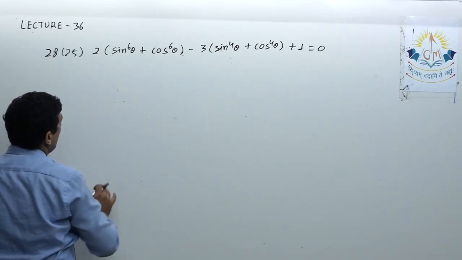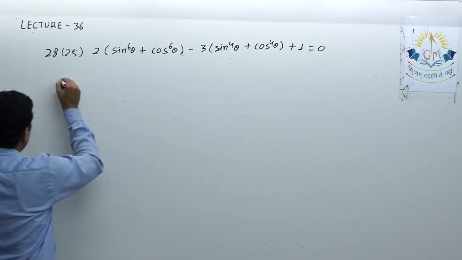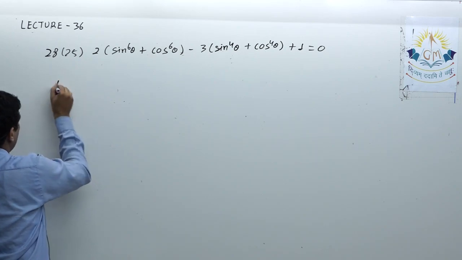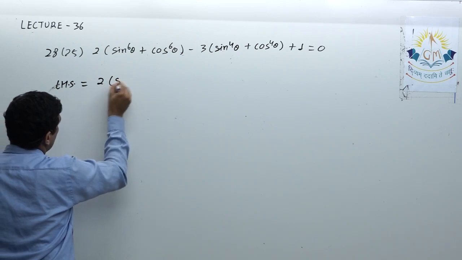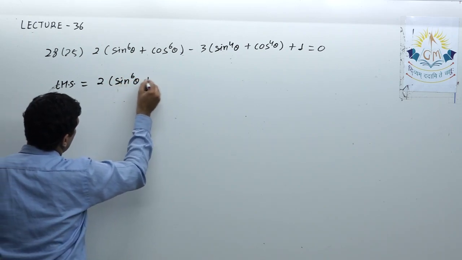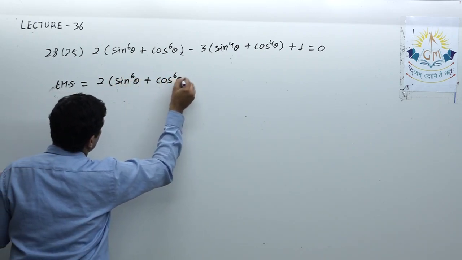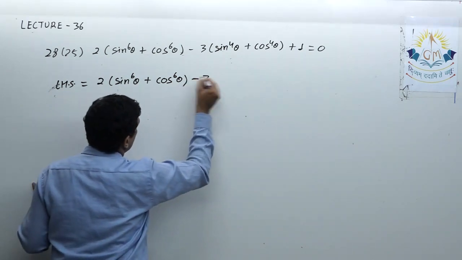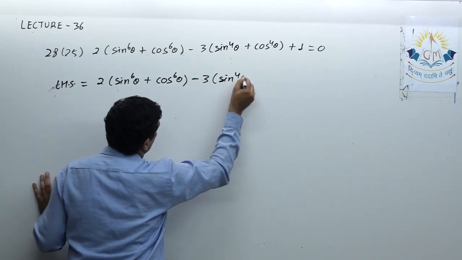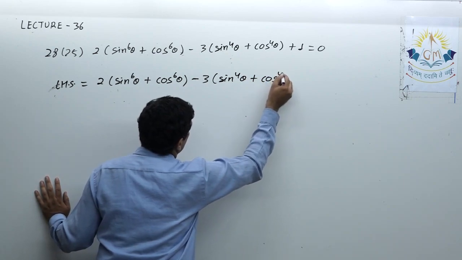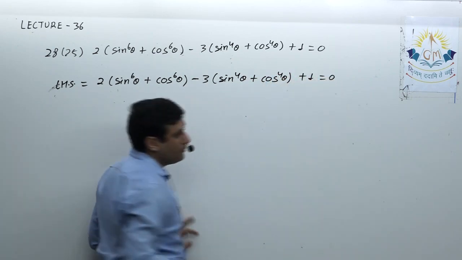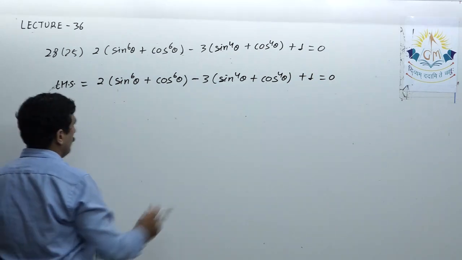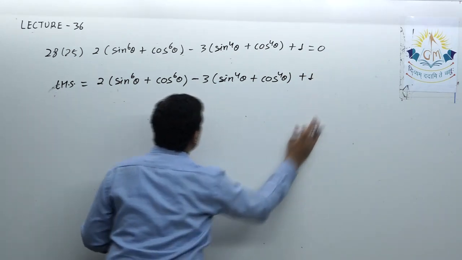Okay, so see how to solve it. We'll start with the left hand side: 2 times (sine raised to 6 theta plus cos raised to 6 theta) minus 3 times (sine raised to 4 theta plus cos raised to 4 theta) plus 1, and we have to prove that this is equal to 0.